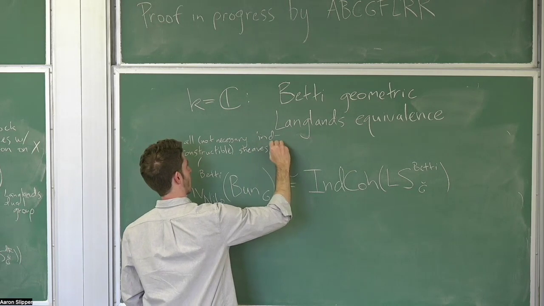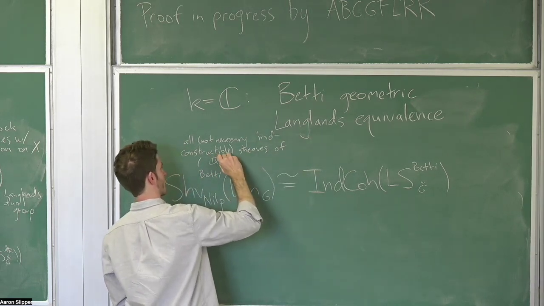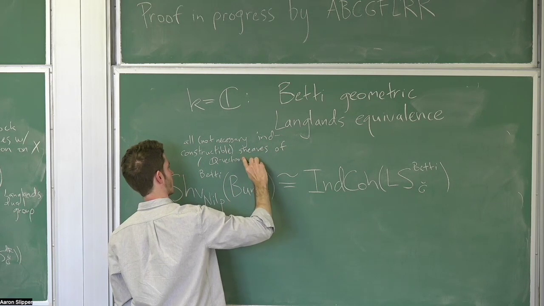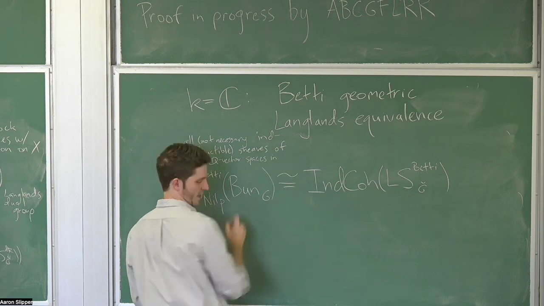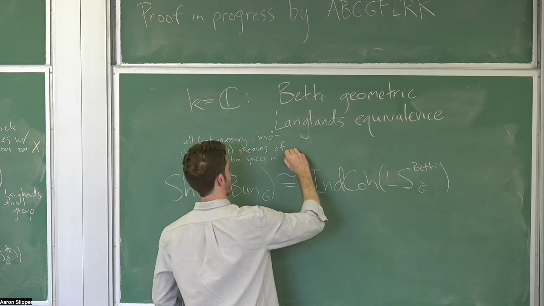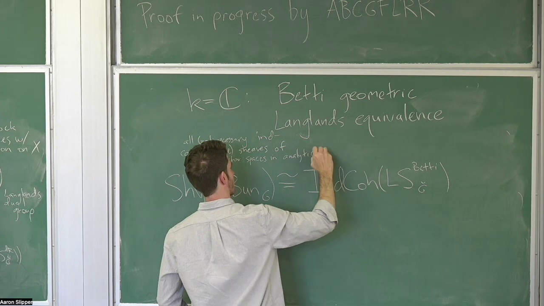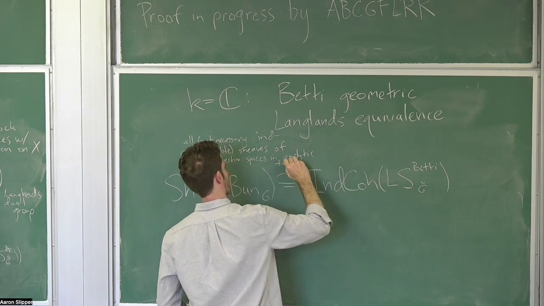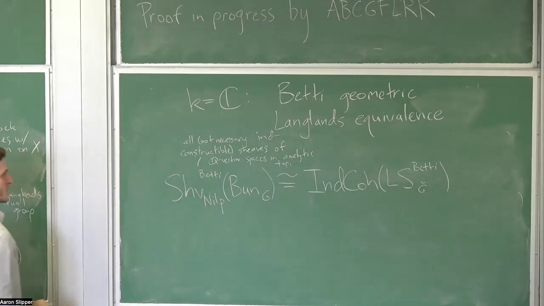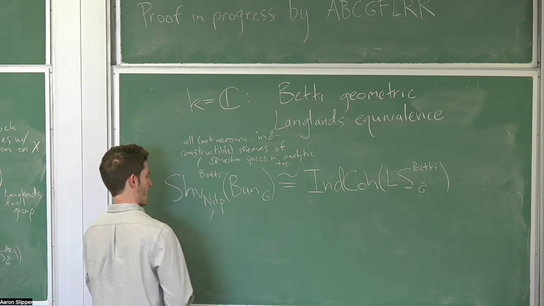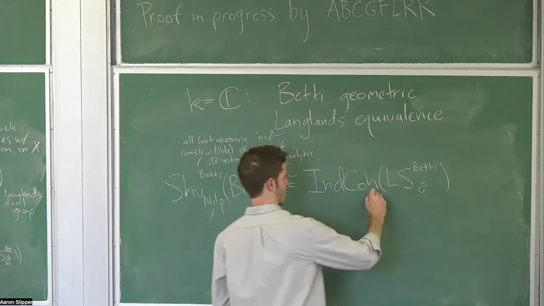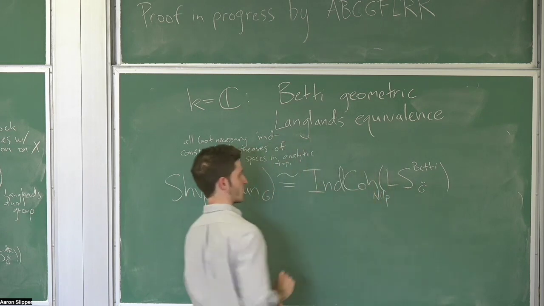Sheaves of Q-bar-ell vector spaces, and this is in the analytic topology. Sorry, I hope it's legible, crunched in there. So just take arbitrary sheaves of vector spaces in the C-analytic topology. Here, and I realize now I left off the Nilp over here. It should appear again over here.